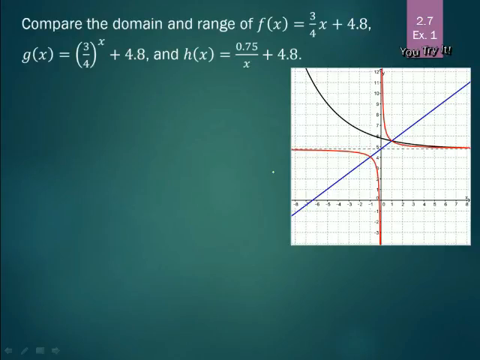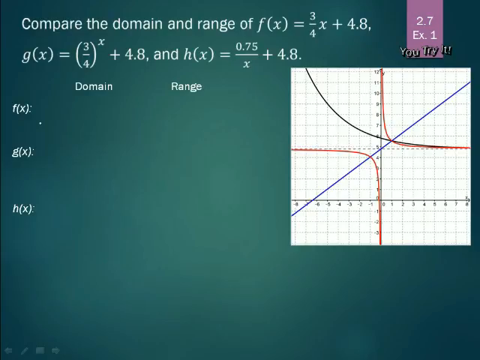Compare the domain and range of f(x) = 3/4 x + 4 8/10, g(x) = (3/4)^x + 4 8/10, and h(x) = 75/100 divided by x + 4 8/10. Alright, so let's compare and contrast these with domain and range. We'll write these in set builder notation.